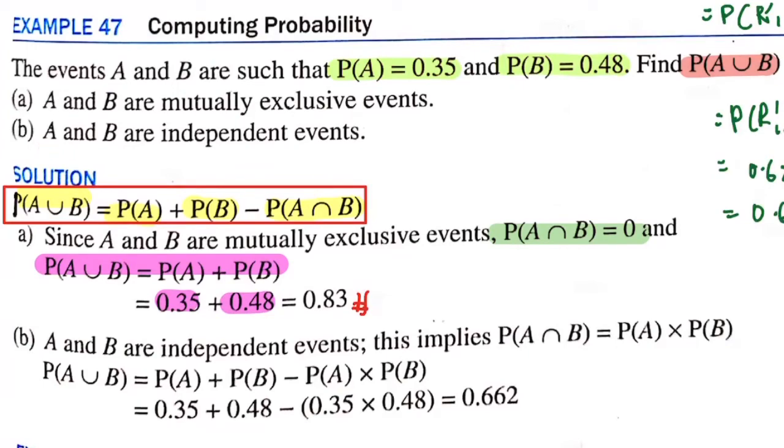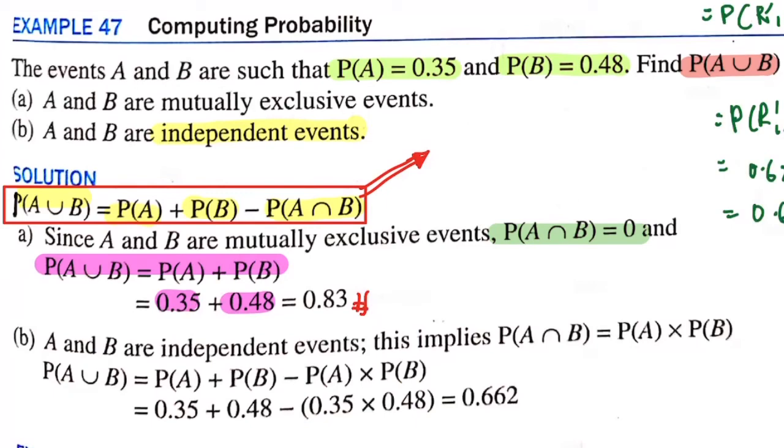Let's see question B here. Find A union B if A and B are independent events. So since A and B are independent events, therefore it is not mutually exclusive. So we need to use this formula here. However, P(A intersect B) is not given in the question. We need to find it by ourselves.